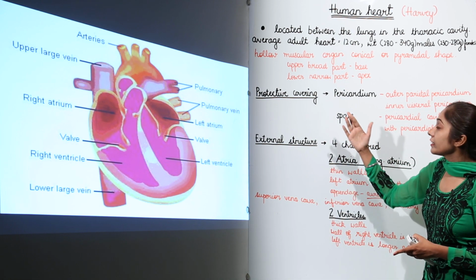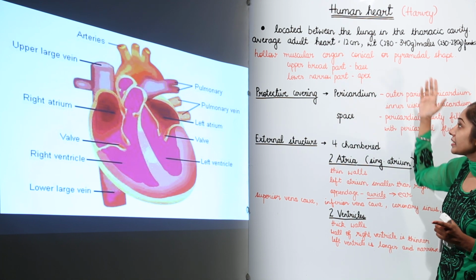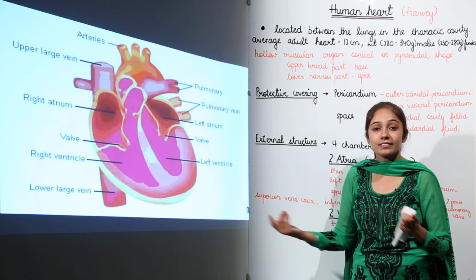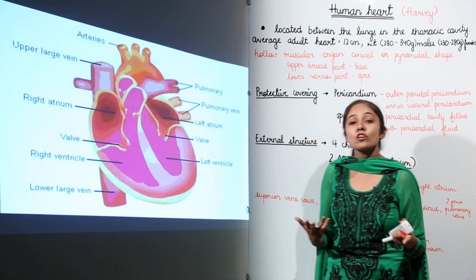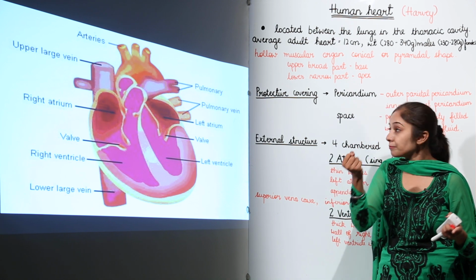So the heart is a muscular organ which is conical or pyramidal in shape. The upper part is the base and the lower part is the apex. The apex is projecting towards the left side. The size of your heart is approximately the size of your fist, right?